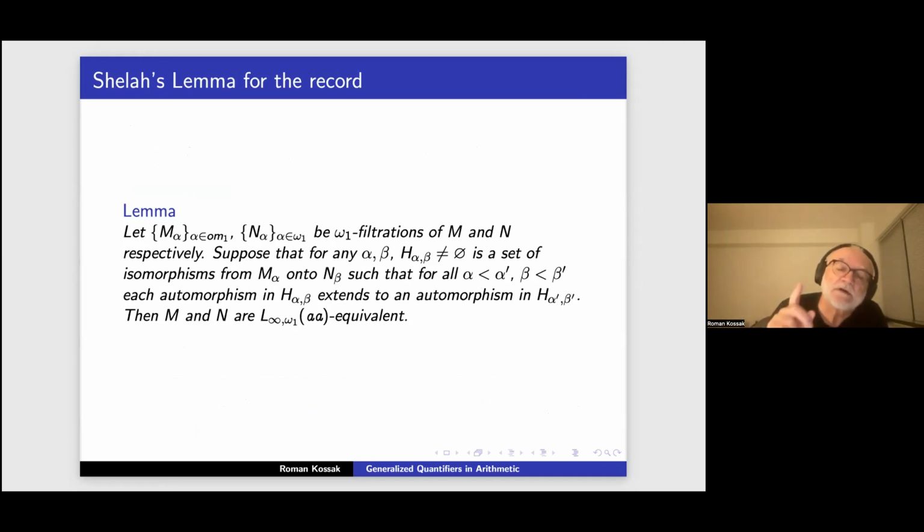These are exactly the same filtrations M alpha and N alpha, and those sets of isomorphisms between one model and the other, H alpha beta, that are used for Keisler's criterion. The only difference is that in Keisler's criterion they do not have to be filtrations, and for arbitrary models of PA they cannot be. The model is a union of M alphas and N alphas, but there is no continuity. But if you add continuity, then Shelah noticed that you get this much stronger result.